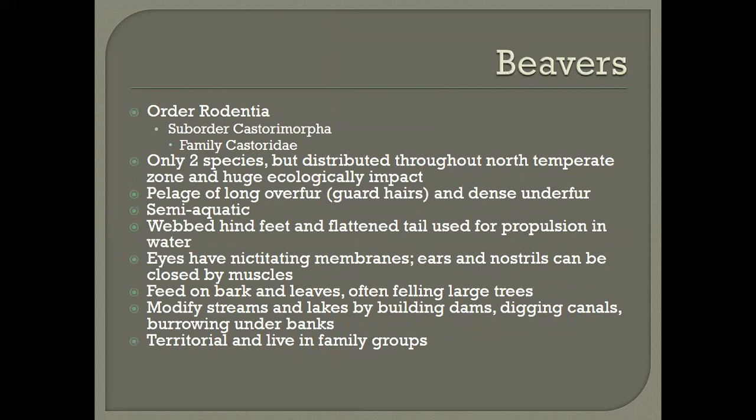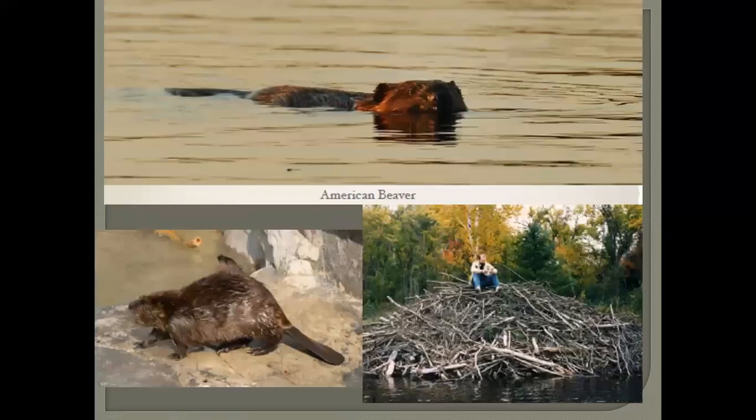They have overfur and underfur, which helps with waterproofing. They're semi-aquatic. They have webbed hind feet and a flattened tail for propulsion. They can close their eyes and nostrils while diving underwater. They feed on bark and leaves of trees. And they're territorial, living in family groups. Here we have beavers and a beaver dam with a person sitting on top for size reference.